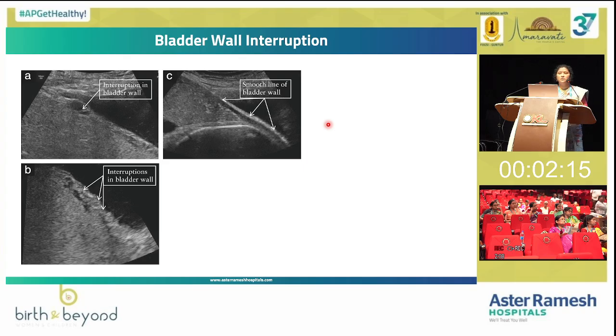So next comes the bladder wall interruption. You need to see a smooth line of bladder wall. If there are any interruptions, then we need to suspect accreta.